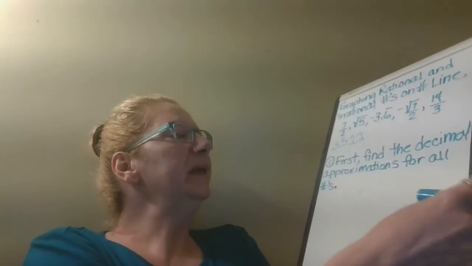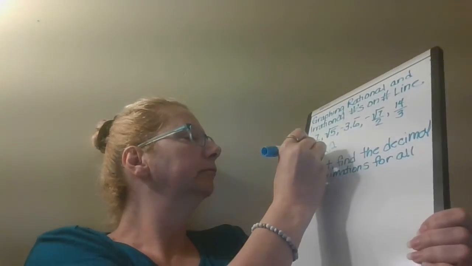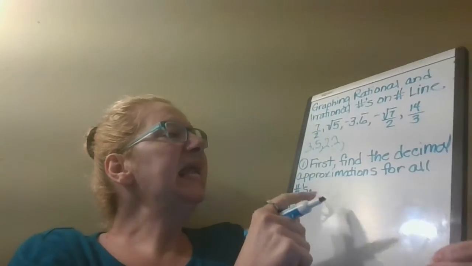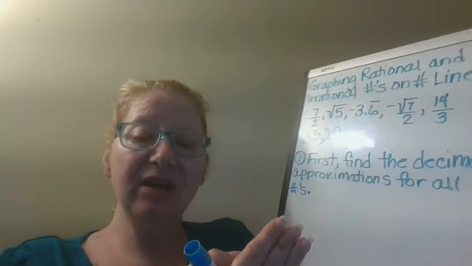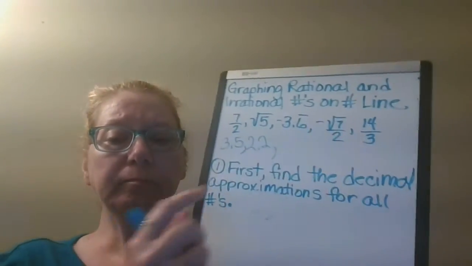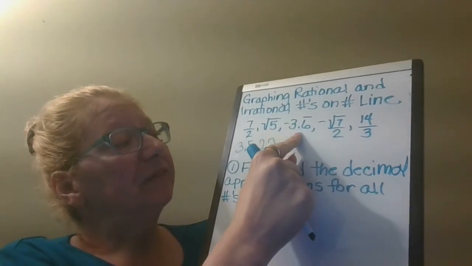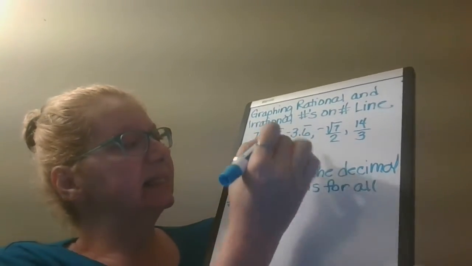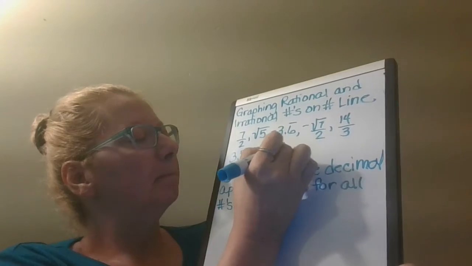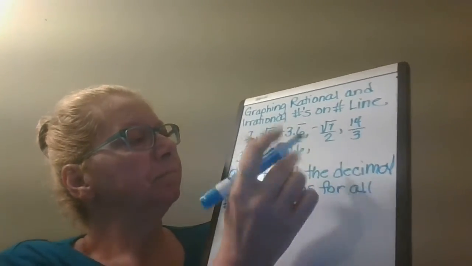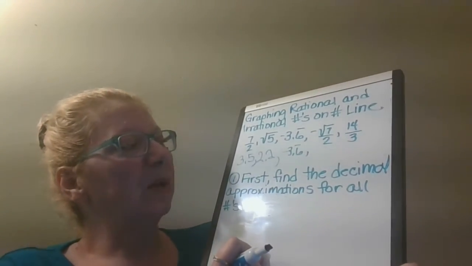So negative 3.6 is already in its tenths place. It's already in decimal form. So we're actually going to leave negative 3.6 just as it is. Now we're going to do negative square root of 7 over 2.